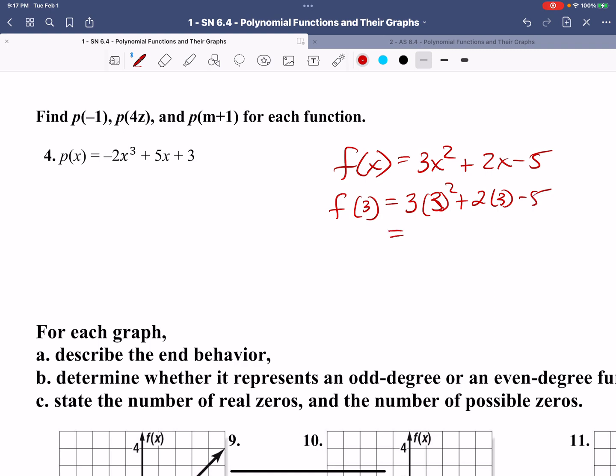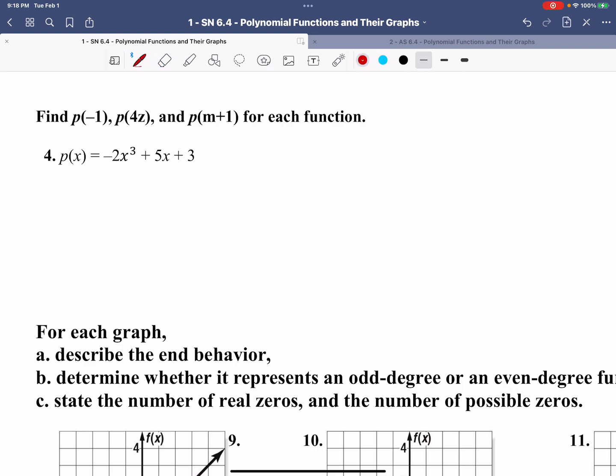So that would be 27 plus 6 minus 5. And so that was 28. So f of 3 was 28. So in this case, this graph would go through the point (3, 28). So let's take that in. Let's do one of these new problems.